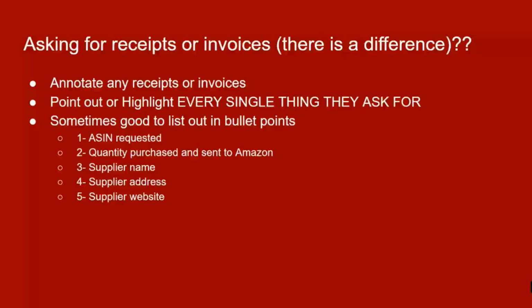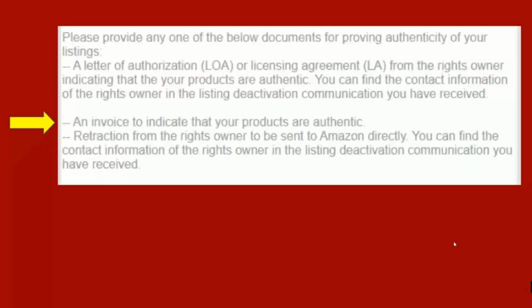Sometimes it's good to list out in your appeal bullet points of what they're asking for, such as number 1 is the ASIN that's requested. Number 2 is the quantity purchased and sent in to Amazon. Number 3 is the supplier name. Just depends on how you want to do it and how you want to format it. I've heard pros and cons to a lot of different formats of submitting invoices and receipts.